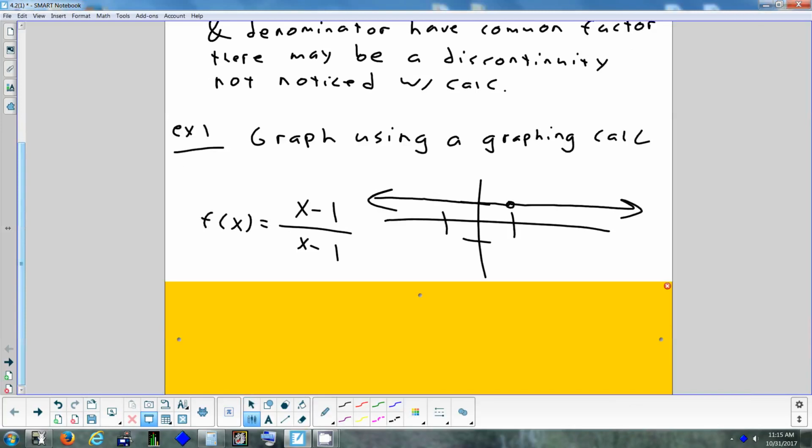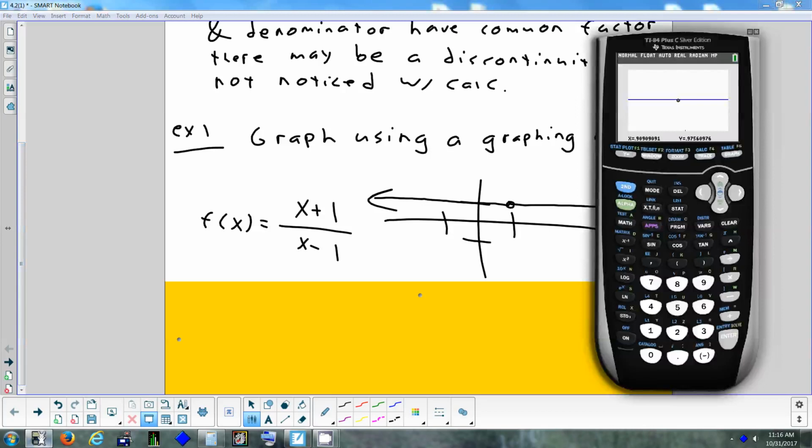Now, if I changed it to that, do the numerator and denominator have a common factor now? No. They're different factors. So you're still going to have a problem at 1 because you can't divide by 0, but instead of having a hole, this time you're going to have a vertical asymptote. Let me show you what that looks like. So just by changing one thing, it starts looking the same, but then it looks very different at 1 now. You have a vertical asymptote.